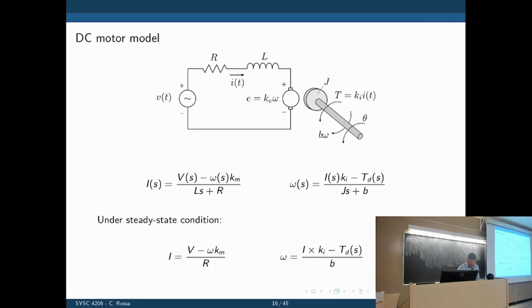We can make S go to 0. So this goes to 0, that goes to 0. And then we have the steady state condition of the motor. So now we have this expression for current and omega. Notice here that I dropped S because this is no longer a dynamic system. It's just a steady state condition. Assuming, for example, that we run the motor at a constant voltage, that's what we get.